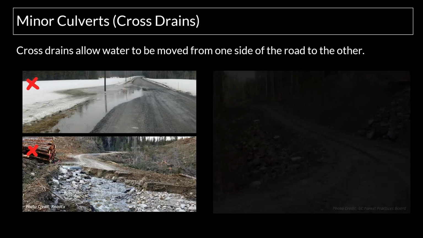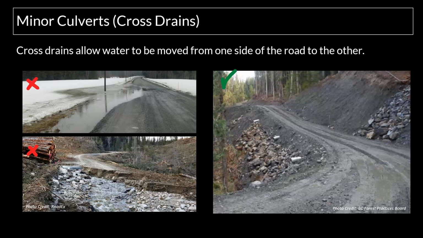Whereas in this image here on the right, we've got our road segment with several cross-drain structures, armoring of the cut slopes, and culvert outlets, and this is going to help to avoid erosion and really to help move that water to the other side of the prism.